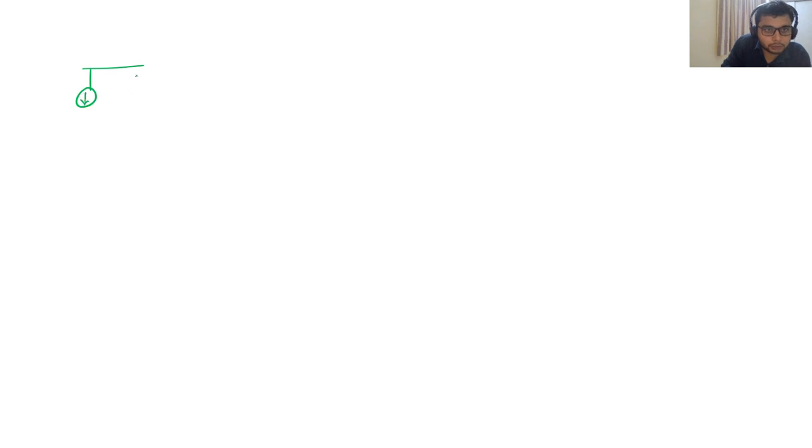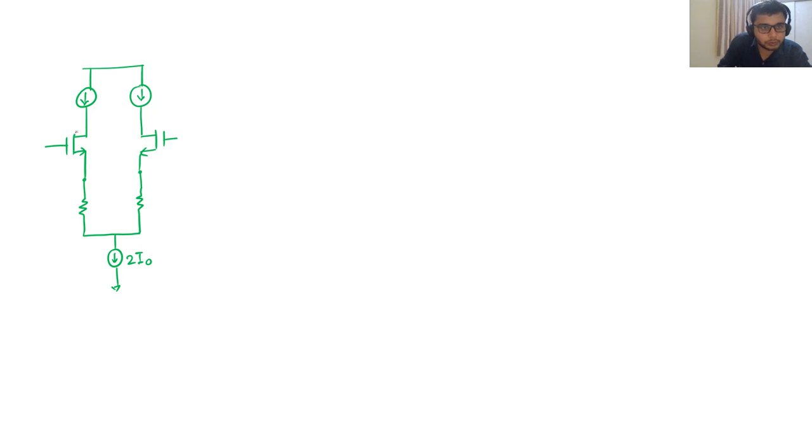Actually, we have two current sources. So this is the complete differential structure. This is 2I0, I0, I0. This is our Vin1, Vin2, and we are taking output here, Vout1, Vout2.